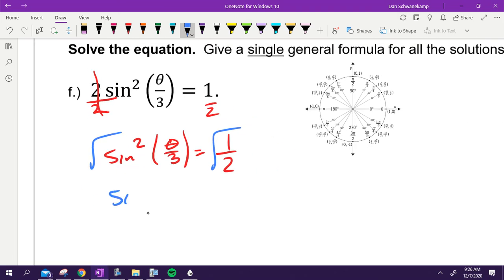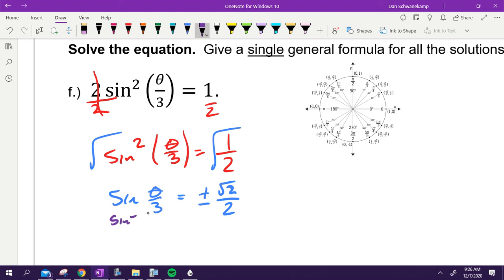So sine of theta over 3. I'm taking the square root of 1/2. We did that already in bell work. What is the square root of 1/2 going to get me? Yeah, if you don't remember, go back to bell work here. But it was square root of 2 over 2. Okay? What's the problem? What else do I need? Plus or minus.